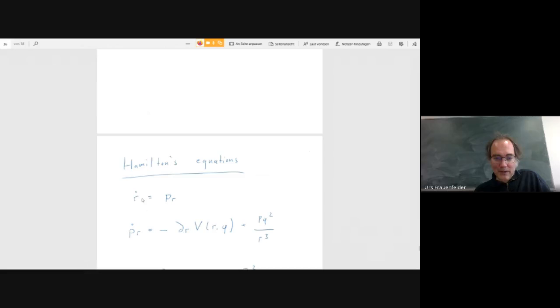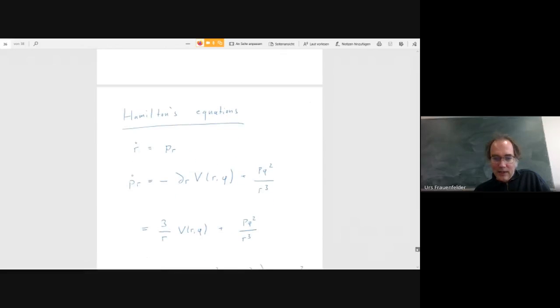So we have Hamilton's equation. You have the r dot, this is the p_r, and now we look at the dot of the p_r variable. So this is Hamilton's equation. But now this potential is homogeneous of degree minus 3, so we have 3 divided by r. And then we have here this additional term involving the angular momentum.